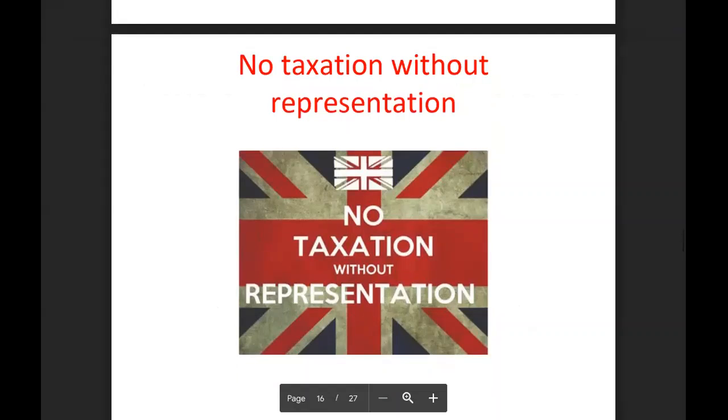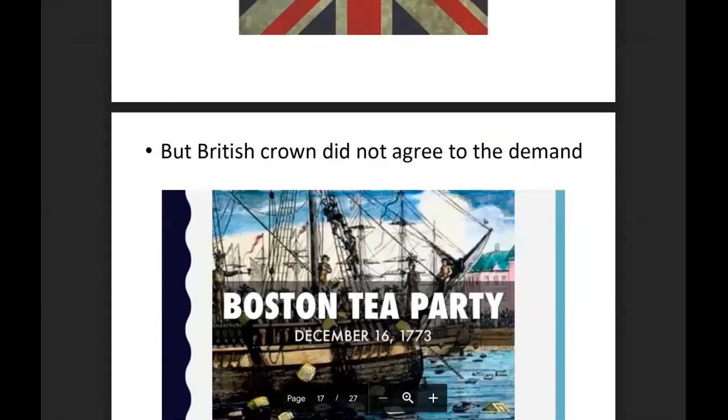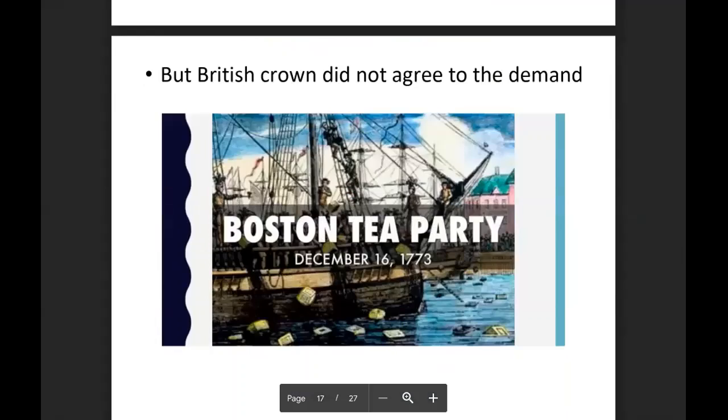All these demands were not agreed to by the British Crown. They did not accept these demands. Then what happened is an important thing, that is the Boston Tea Party. The Boston Tea Party happened on December 16, 1773. An important landmark with respect to the American Revolution. When you're writing the answers, after no taxation without representation, the next paragraph should be about the Boston Tea Party.